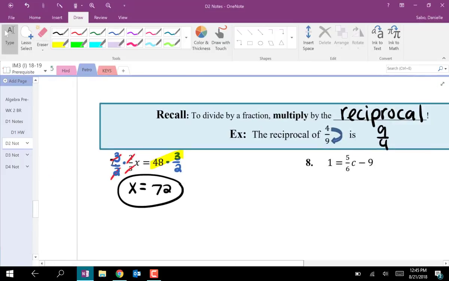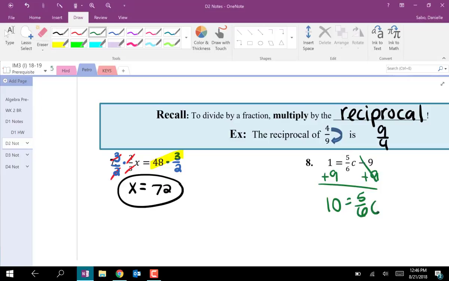Number 8 is the same thing. You just have to add the 9 before you do anything. So before I do anything, I would first have to add the 9. So I would get 10 equals 5 divided by 6c. And then you would go from there. But I'm not going to keep going because it's the same thing, you can look back on this one and keep going.